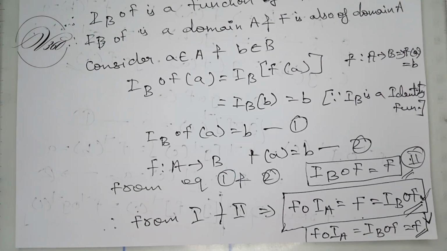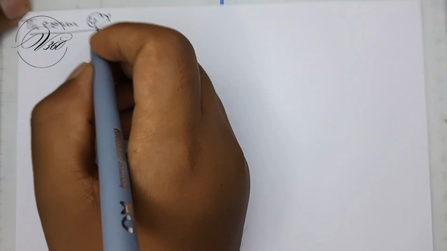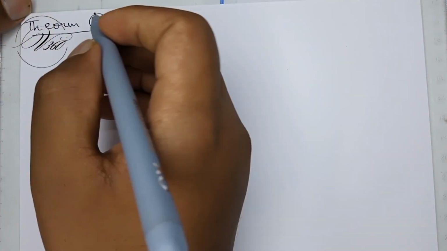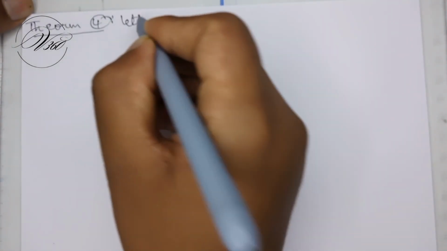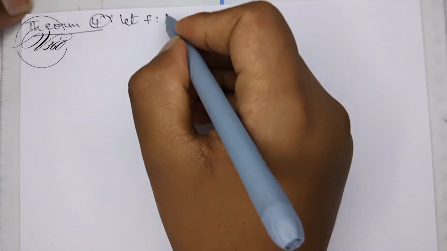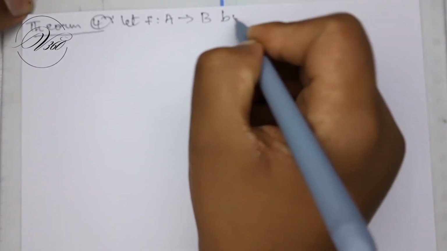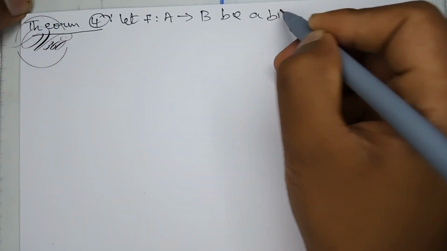Okay, we will now go towards the next theorem, that is the fourth one. Now we will do the fourth theorem. To do the fourth theorem, we will first write what to prove. What is the question? What we should prove is, let F maps A to B be a bijection.